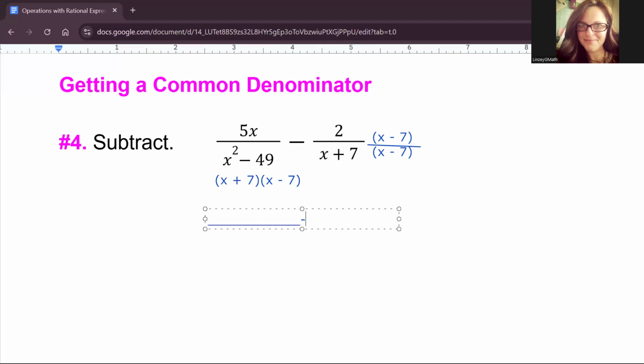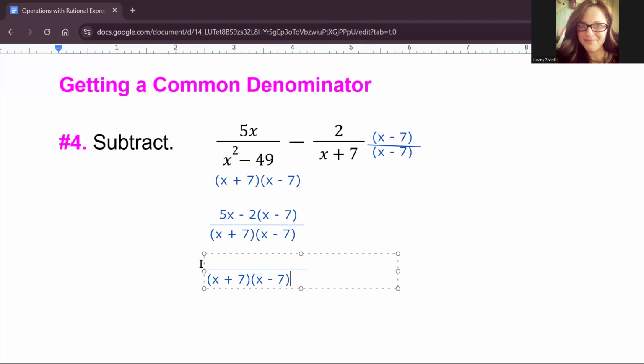And we'll rewrite this here with our common denominator, x plus 7, x minus 7, x minus 7. We'll copy that. And we have 5x minus 2 times x minus 7. And then we can distribute and combine like terms. And we get 5x minus 2x would be 3x. And then negative 2 times negative 7, we get plus 14.